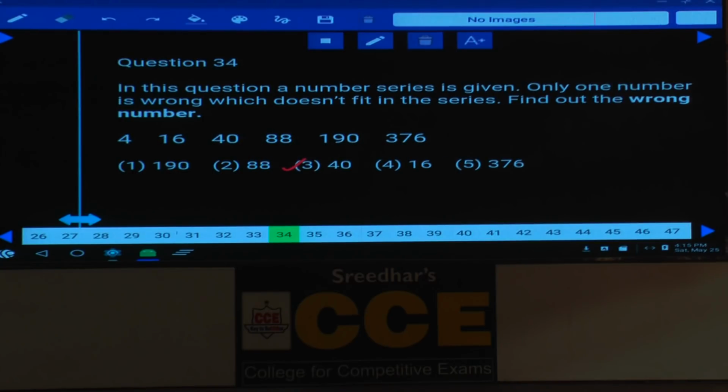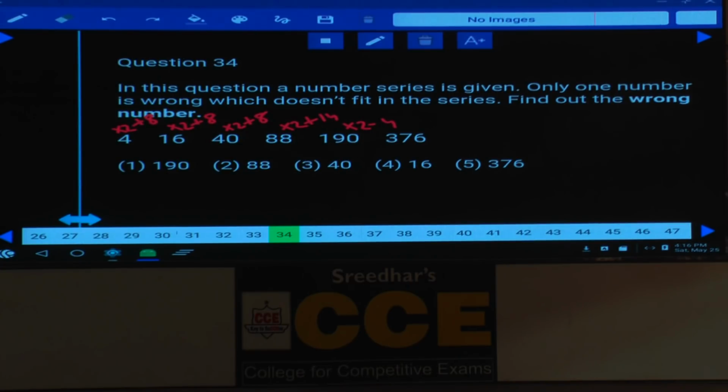Then question number 34: 4, 16, 40, 88, 190 and 376. Tell me, 190 and 376, it is multiplied with how much? Into 2. 190 into 2, 380 minus 4 will be 376. Now it is into 2 minus 4? Then 88 into 2 is how much? 176 plus how much? Plus 14? Now 40 into 2, 80 plus 8, 88. 16 into 2, 32 plus 8, 40. And 4 into 2, 8 plus 8, 16.